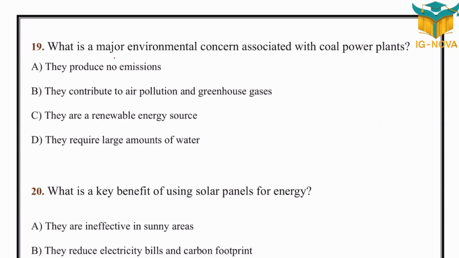Question 19. What is the major environmental concern associated with coal power plants? Coal power stations, do they produce no emissions? Surely no. They produce a lot, dozens of tons of carbon dioxide gas. They contribute to air pollution and greenhouse gases. Yeah, that's it.